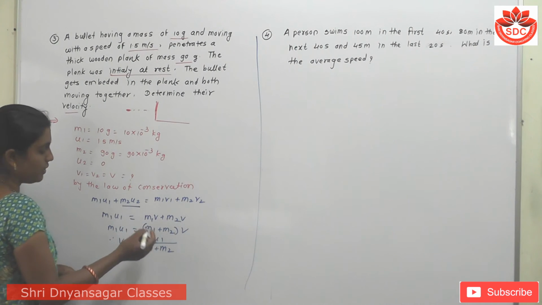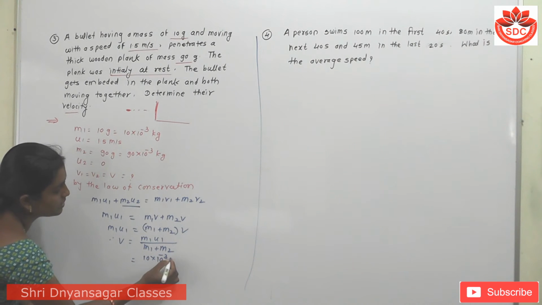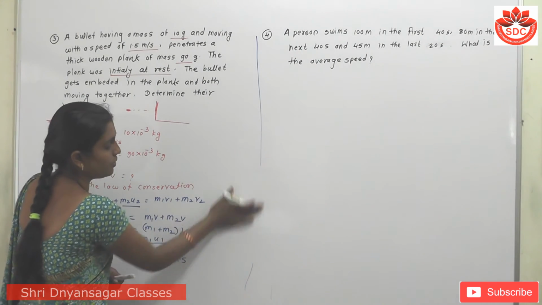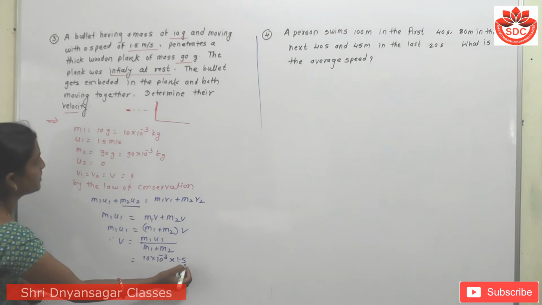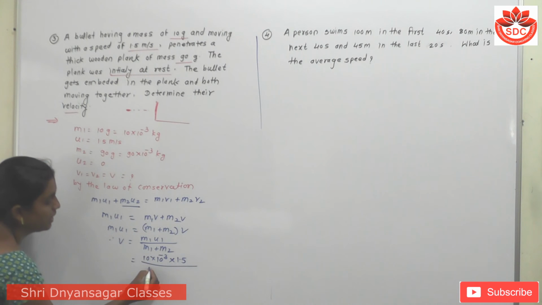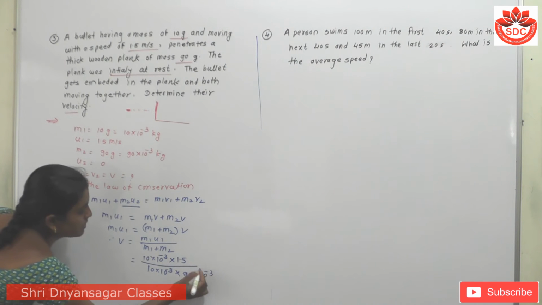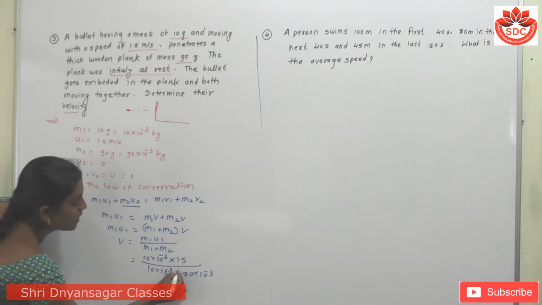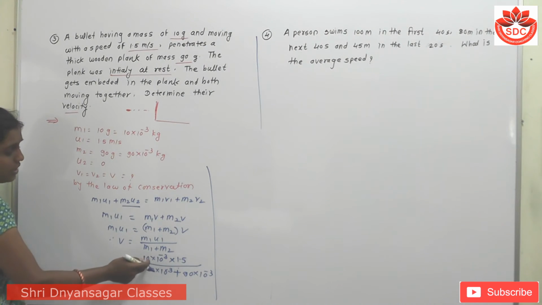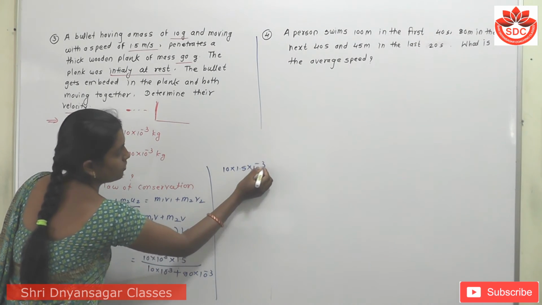Now here you have to put the values. So m1 is 10 into 10 raised to minus 3, into u1, which is 1.5 meters per second, upon m1 plus m2. So m1 plus m2 is 10 into 10 raised to minus 3 plus 90 into 10 raised to minus 3. Here it is not into, it is plus, because m1 plus m2. You can see 10 raised to minus 3 is common.